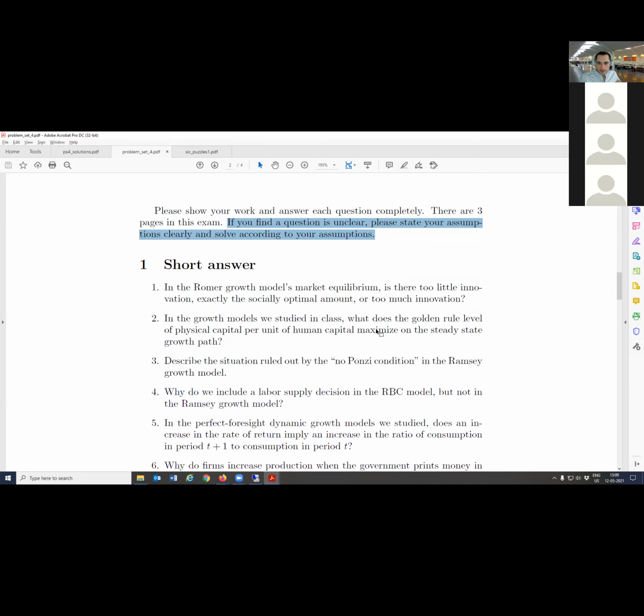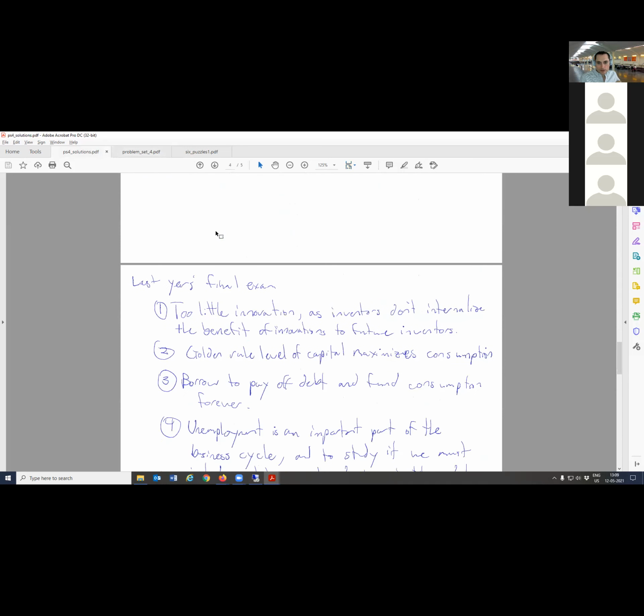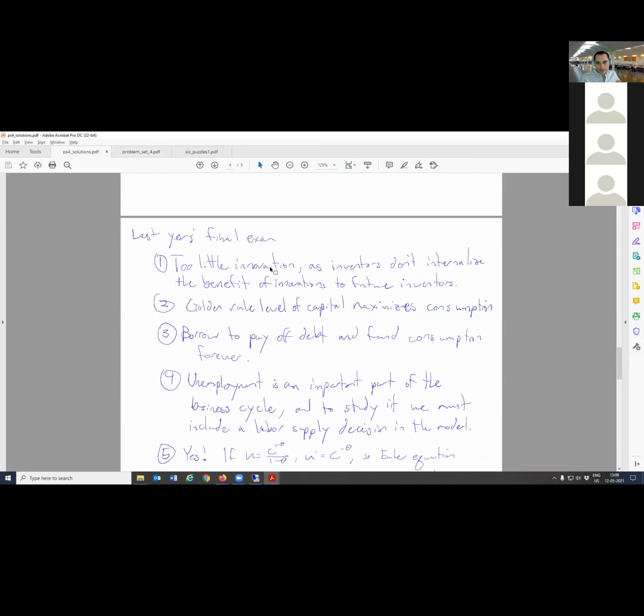Okay. So jumping into the answers. Now I know that the way I did these, I didn't rewrite the question because I was handwriting it. It would have taken a long time. So it says, in the Romer growth model's market equilibrium, is there too little innovation, exactly the socially optimal amount, or too much innovation? So you may note that the answer is too little innovation, as inventors don't internalize the benefit of innovations to future inventors.